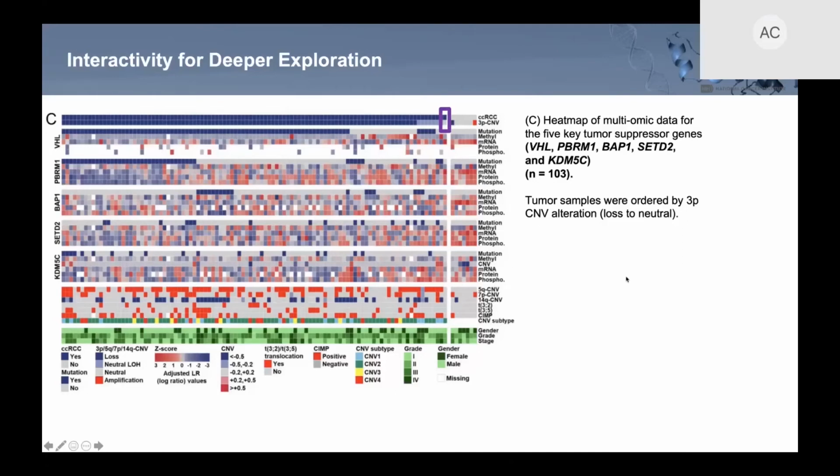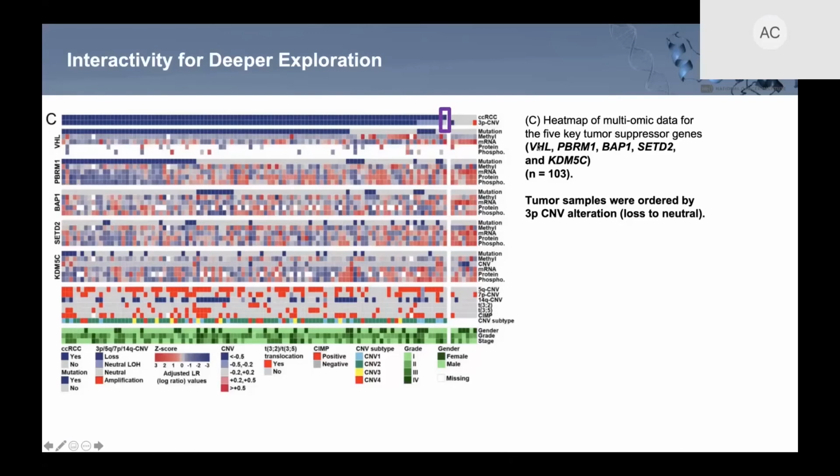Here they chose very clear marker genes for this tumor type. So the issue is you become limited to the set of genes that the authors have decided are worth focusing on. And finally, the tumor samples are ordered in this case by the 3p CNV alteration, because this is a very vital thing in clear cell renal cell carcinoma.